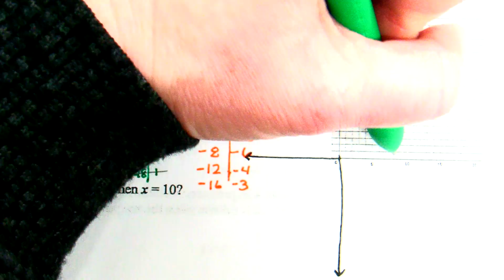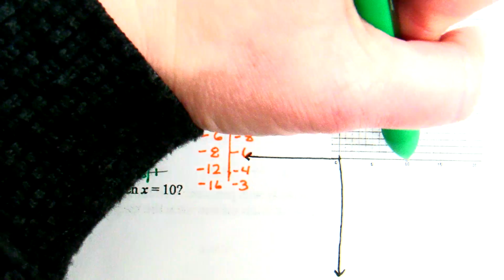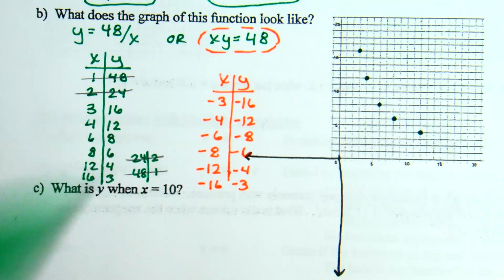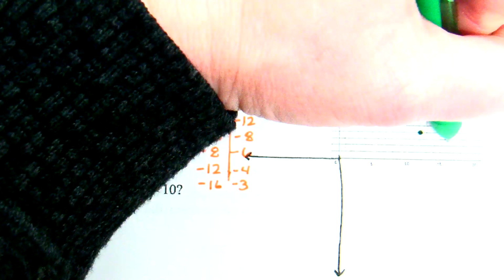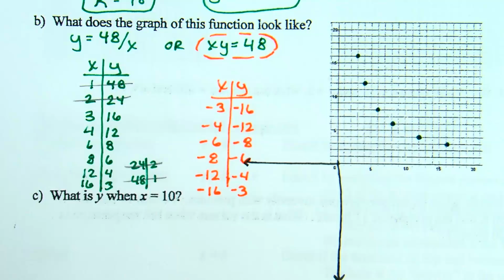Right 6, up 8. 8, 6. Right 8, up 6. 12, 4. Right 12, up 4. And 16, 3. Right 16, up 3. And obviously, if you wanted to think about the 1, 48 or 2, 24, that type of thing, you could.